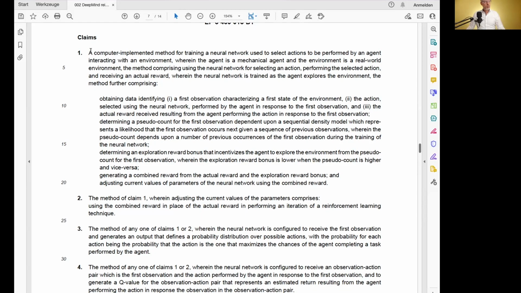The scope of protection is, of course, not defined in the description, which we just looked at, but in the patent claims. So let's have a look at the patent claims. Claim one is directed to a computer implemented method for training a neural network. So it talks about essentially what I just explained. And then in the end, it generates a combined reward from the actual reward and the exploration reward bonus, and then adjusts current values of parameters of the neural network using the combined reward. So the network is then retrained over time. All in all, I would say on first glance, that's a pretty nicely written computer implemented method claim, which lists out pretty clearly the steps that the software has to do in order to create the invention.